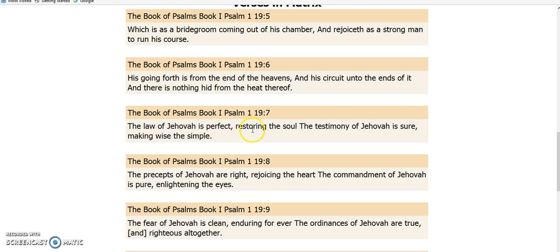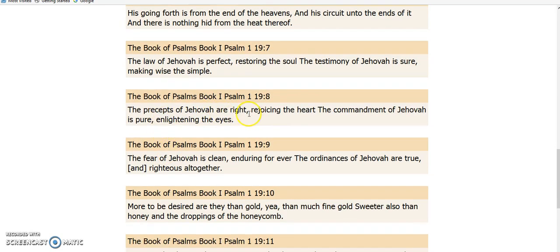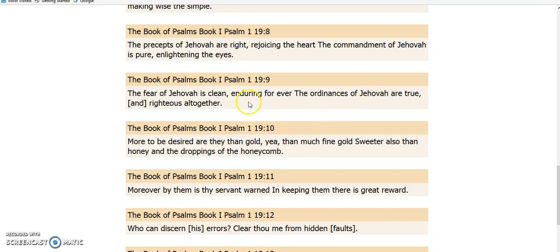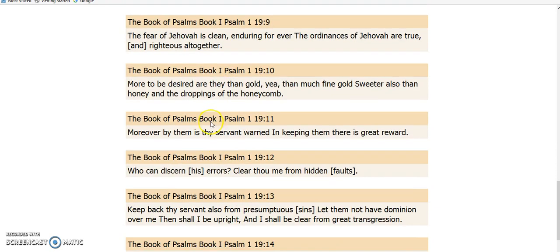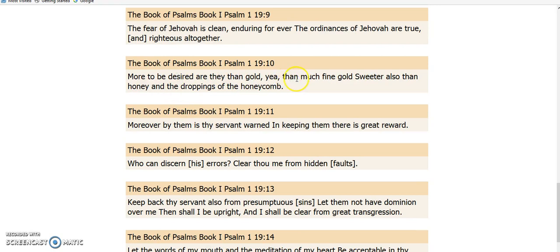The law of Jehovah is perfect, restoring the soul. The testimony of Jehovah is sure, making wise the simple. The precepts of Jehovah are right, rejoicing the heart. The commandment of Jehovah is pure, enlightening the eyes. The fear of Jehovah is clean, enduring forever. The ordinances of Jehovah are true and righteous altogether, more to be desired than gold, yea, than much fine gold, sweeter also than honey, and the droppings of the honeycomb. So again, you have a reference over here to the Word of God being sweeter than honey.